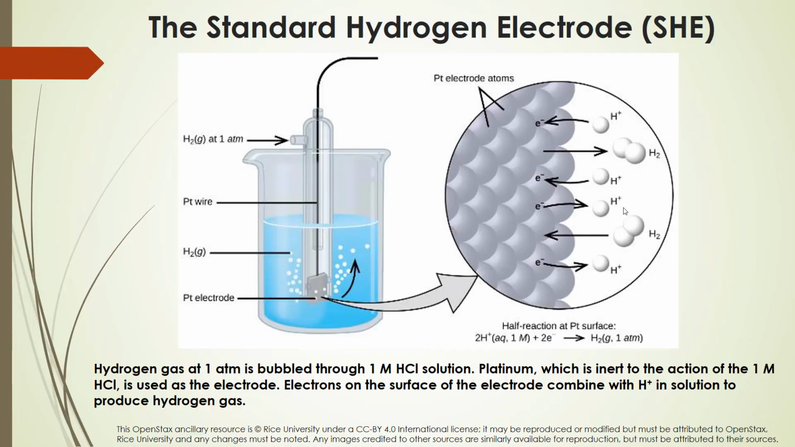A little bit more about this standard hydrogen electrode, represented with SHE. Basically, you have hydrogen gas at 1 atmosphere, and we're going to bubble that through this 1 molar HCl solution. So 1 atmosphere H2 gas bubbles through this HCl solution. We have a platinum electrode. Platinum is inert, and so it's serving as a solid surface for this reaction to take place. Electrons on the surface of the electrode combine with each H plus in solution to produce hydrogen gas.